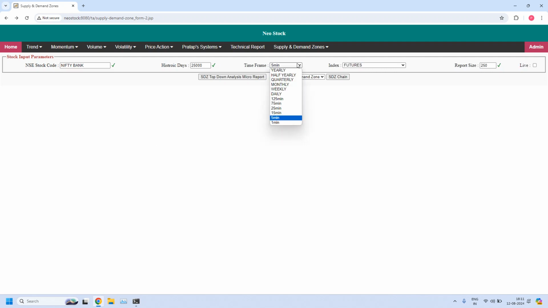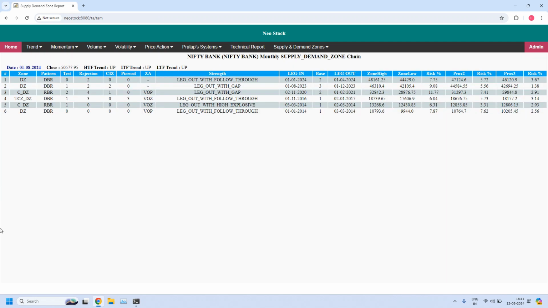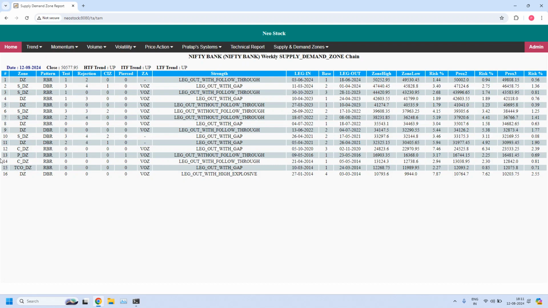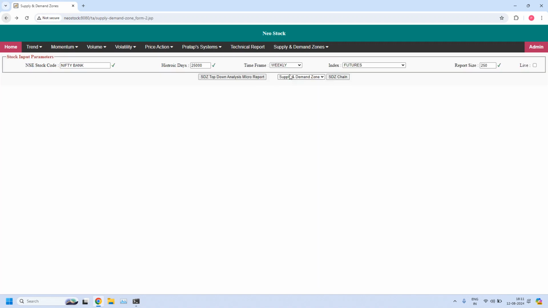So let's start with monthly time frame. I am generating monthly supply demand zone chain for Bank Nifty. The next time frame is weekly. I am generating a weekly supply demand zone chain for Bank Nifty. Next time frame is daily. I am generating daily supply demand zone chain for Bank Nifty.